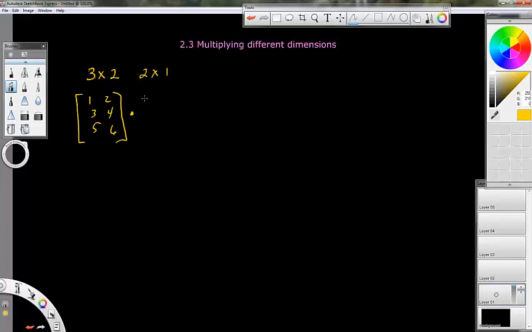Okay, now a 2 by 1 matrix is kind of long and skinny. So it's kind of like that. And let's say we have the numbers 3 and 4 in there. Okay, now first question, can you multiply this? Absolutely can, because the inner dimensions match. That's the whole point of that. How big is the answer matrix going to be? That is going to be the outer dimensions. Right, 3 by 1. So my answer matrix is 3 by 1.